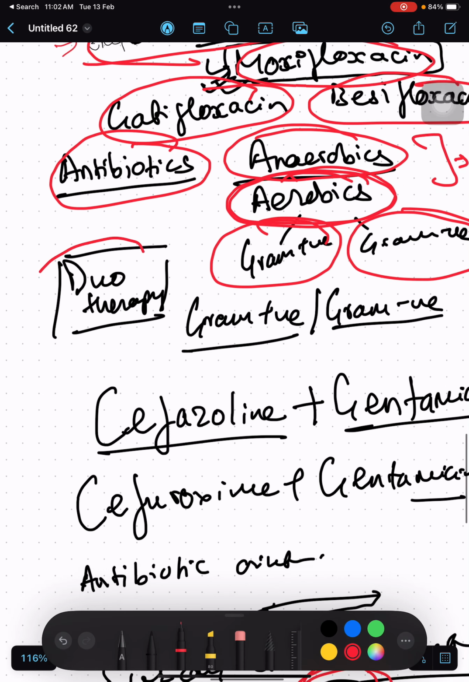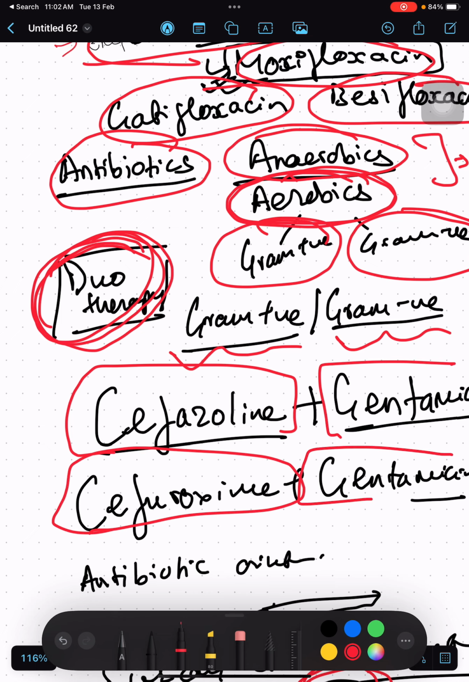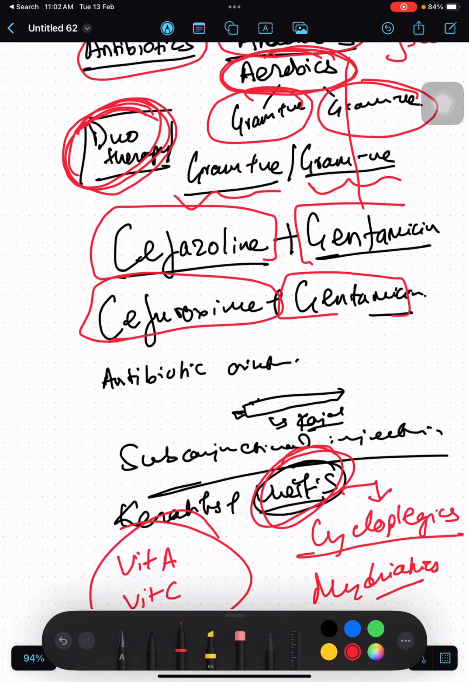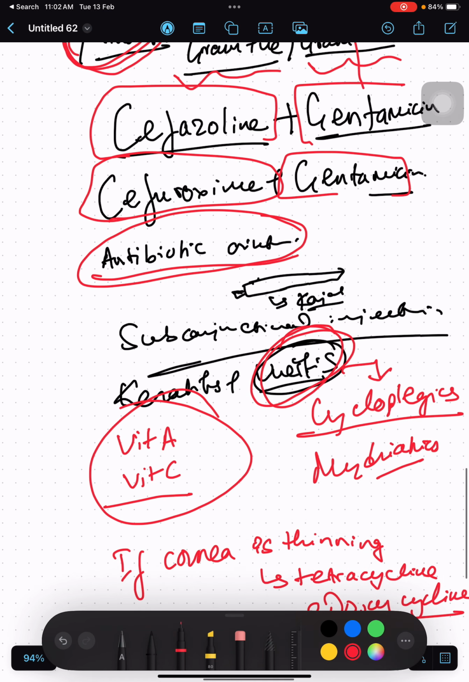And what you need to remember is the duotherapy. In the duotherapy, you have gram positive and gram negative coverage. So you have cefazolin and gentamicin. You have cefuroxime and gentamicin. Okay, and you can also use antibiotic ointment, and you can also use it for subconjunctival injections.